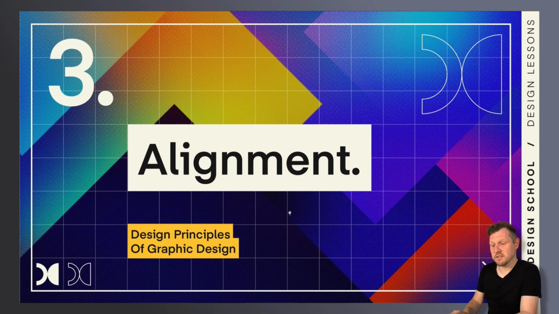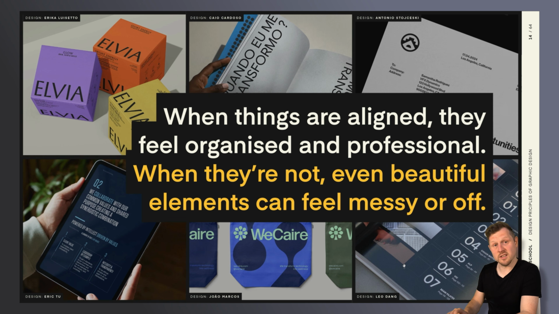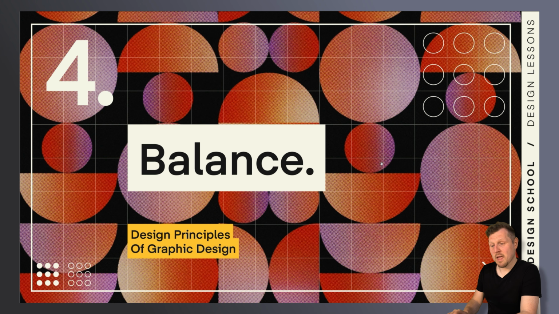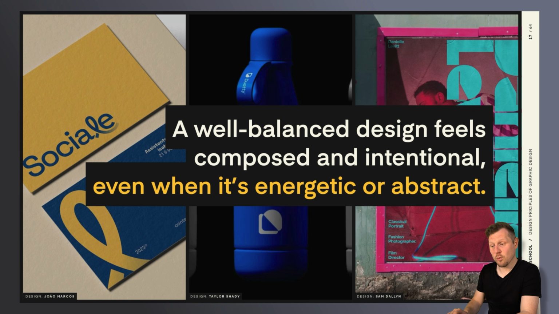Next, we have alignment. Alignment creates order. It's the invisible grid that keeps everything connected and looking intentional. When things are aligned, they feel organized and professional. When they're not, even beautiful elements can feel messy or off. Next, we have balance. Balance is about how you distribute visual weight. A well-balanced design feels composed and intentional, even when it's energetic or abstract.